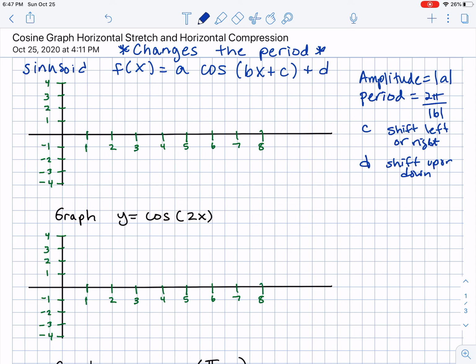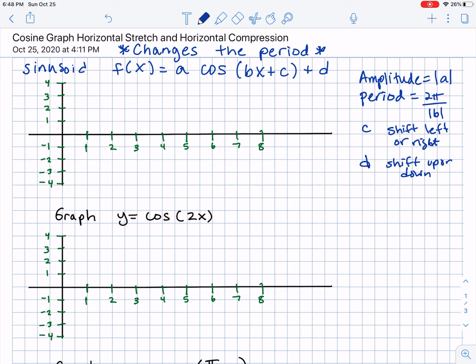All right, so c is left or right. That is a horizontal shift. And then d is a vertical shift. But this horizontal stretch and horizontal compression deals with your period. So every time that you see a b value, something in front of that x value inside the parentheses, that's going to tell you you have a horizontal stretch or a horizontal compression.